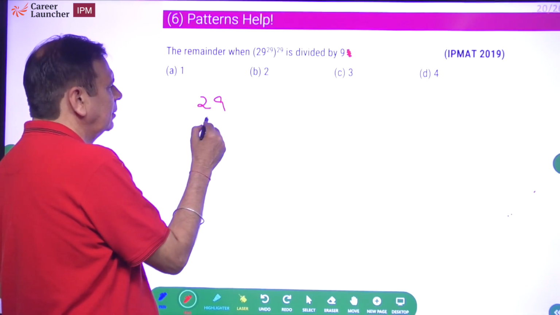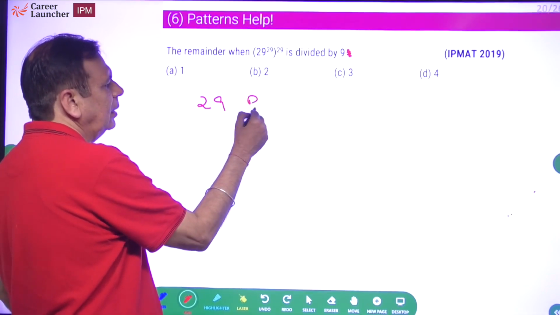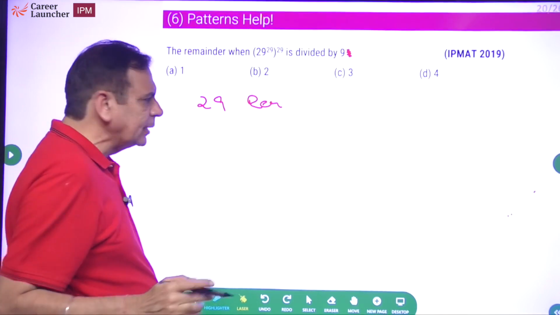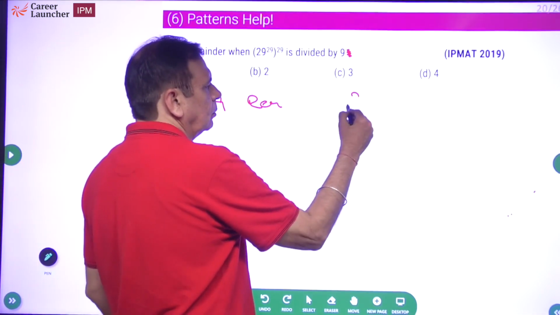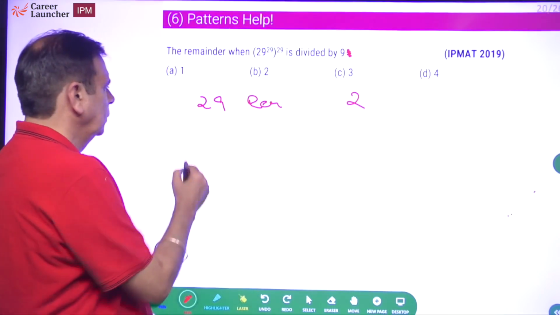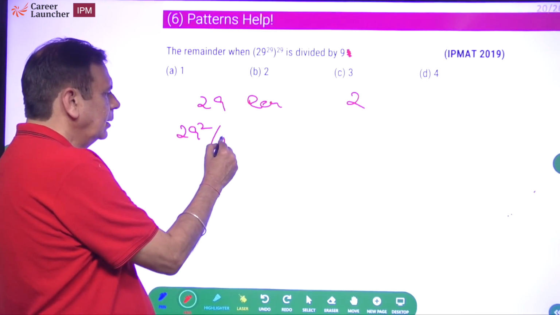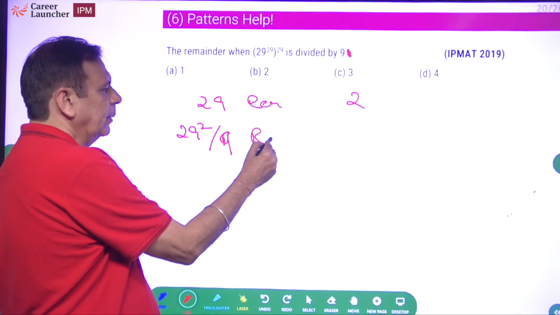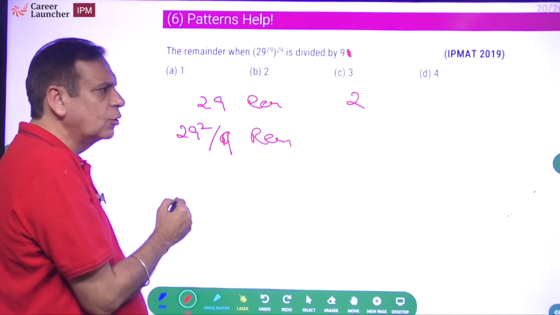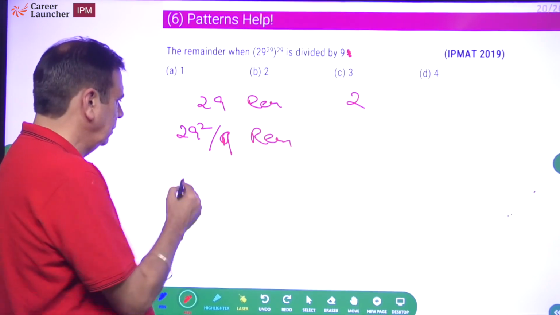29 divided by 9. What is the remainder? The digit sum of 29 is 11, so 2. Right? Now, what is 29 squared, divided by 9? What will be the remainder? 29 squared is 841.